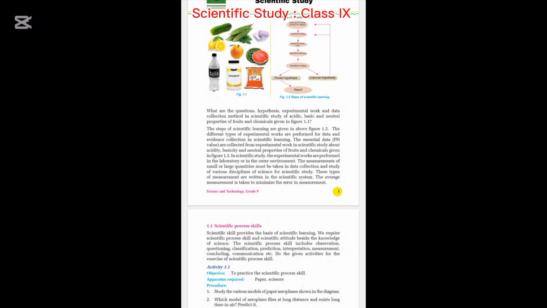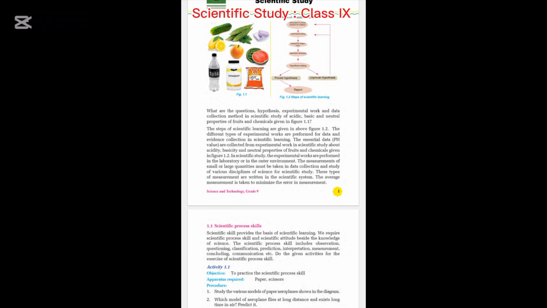The steps of scientific learning are given in the above figure 1.2. The different types of experimental work are performed for data and evidence collection in scientific learning. The essential part, pH value, is collected from experimental work in scientific study about acidity, basicity, and neutral properties of fruits and chemicals given in figure 1.2. In scientific study, the experimental work is performed in the laboratory or in the outer environment.